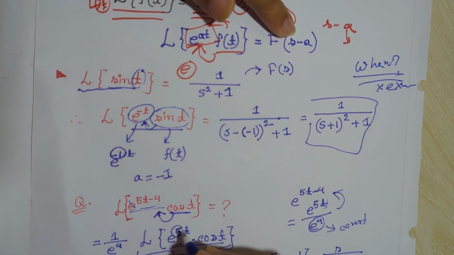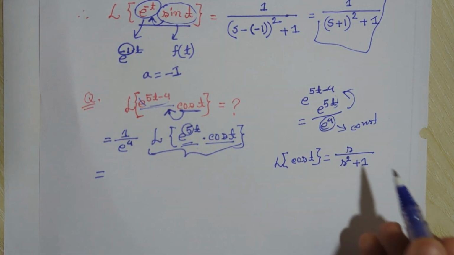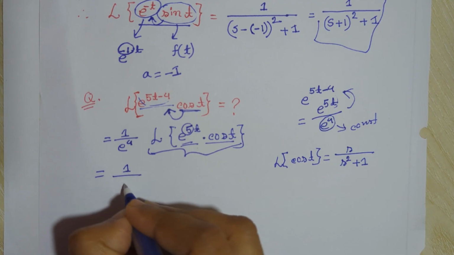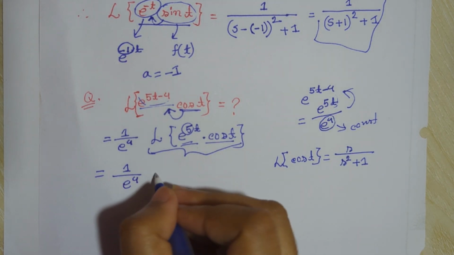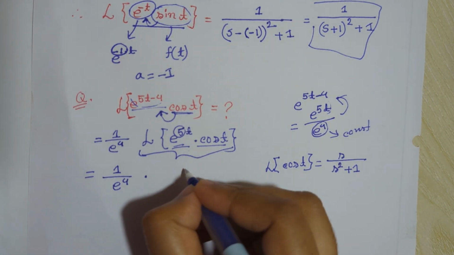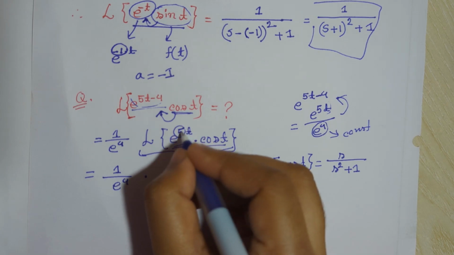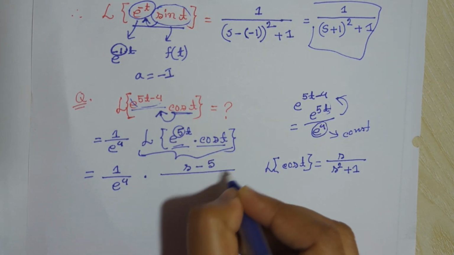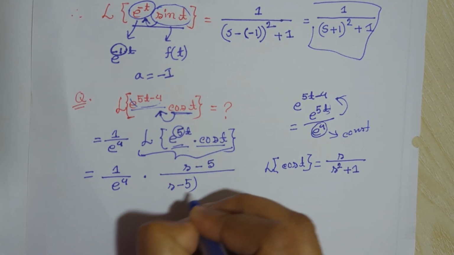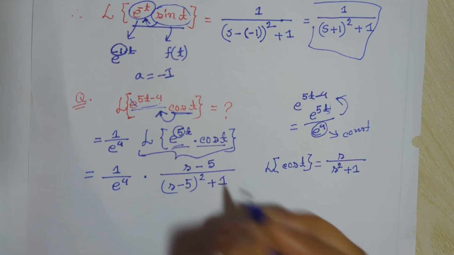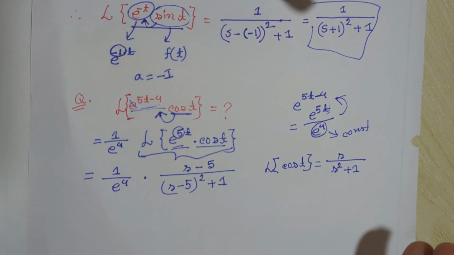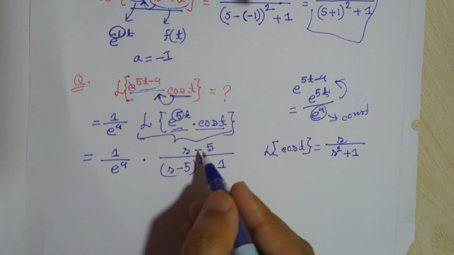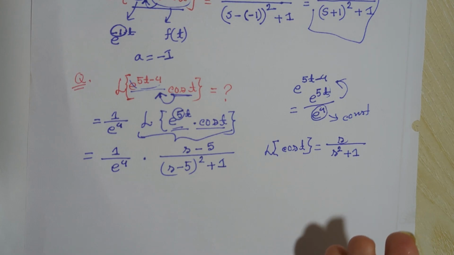Here a is 5, so we will replace s with s minus 5, and the constant term will remain the same. The Laplace transform of this will be s minus 5 divided by s minus 5 whole square plus 1. We write the same thing, we just replace s with s minus 5.